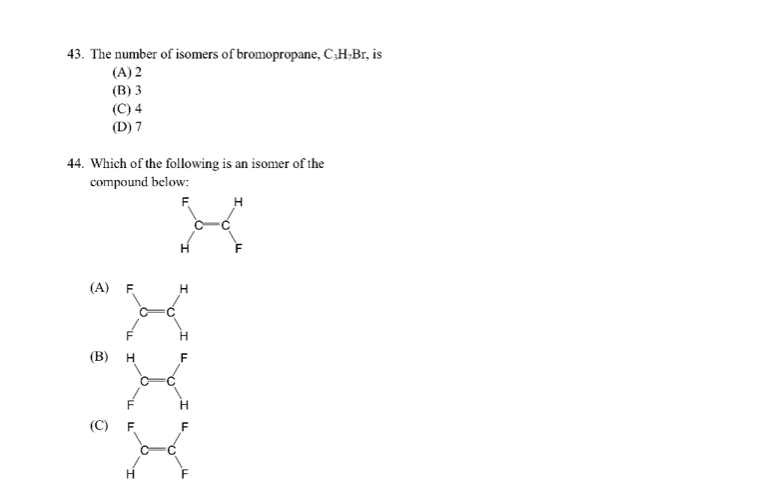The number of isomers of bromopropane. Bromopropane means 3 carbons, and instead of one of the hydrogens, we're going to put a bromine. So where can we put it? We could put it here, or here, or here. That would be 1 bromopropane. Here, here, and here, that's all going to be the same. We just flip it over. And then if you put it here or here, that would be different. That would be 2 bromopropane. So there are 2 isomers of bromopropane.